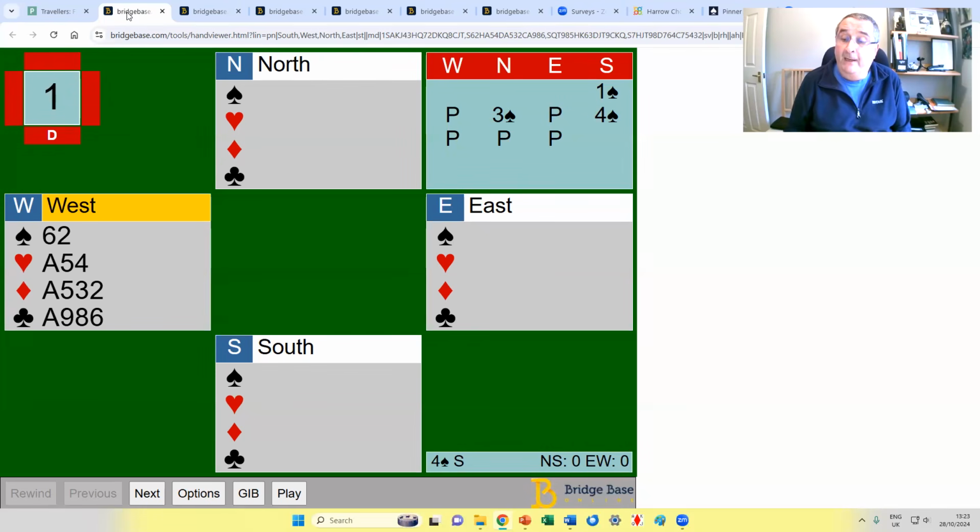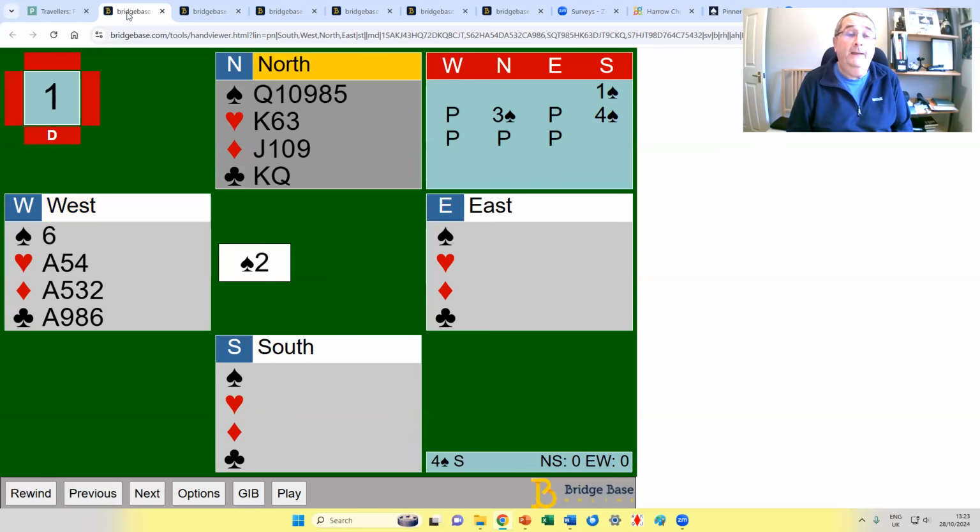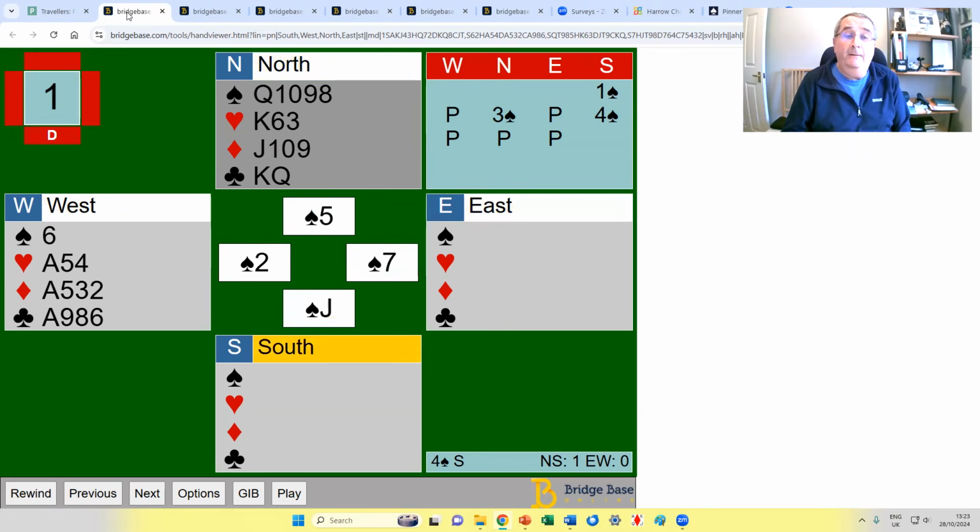So a safe lead here is probably a trump. Let's see how it goes. We lead the 2 of spades, and down comes dummy, and we can see a pretty nice dummy for declarer. They've got 1, 2, 3, 4, 5, 6, 7, 8, 9, 10, 11 points there, and a great spade fit. So we lead a spade.